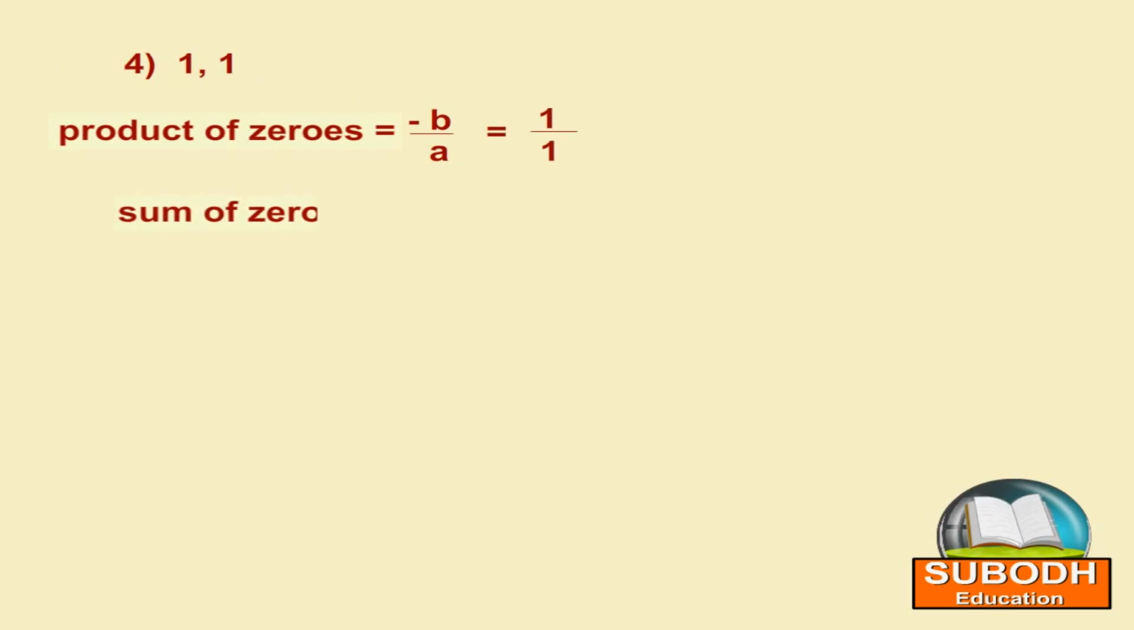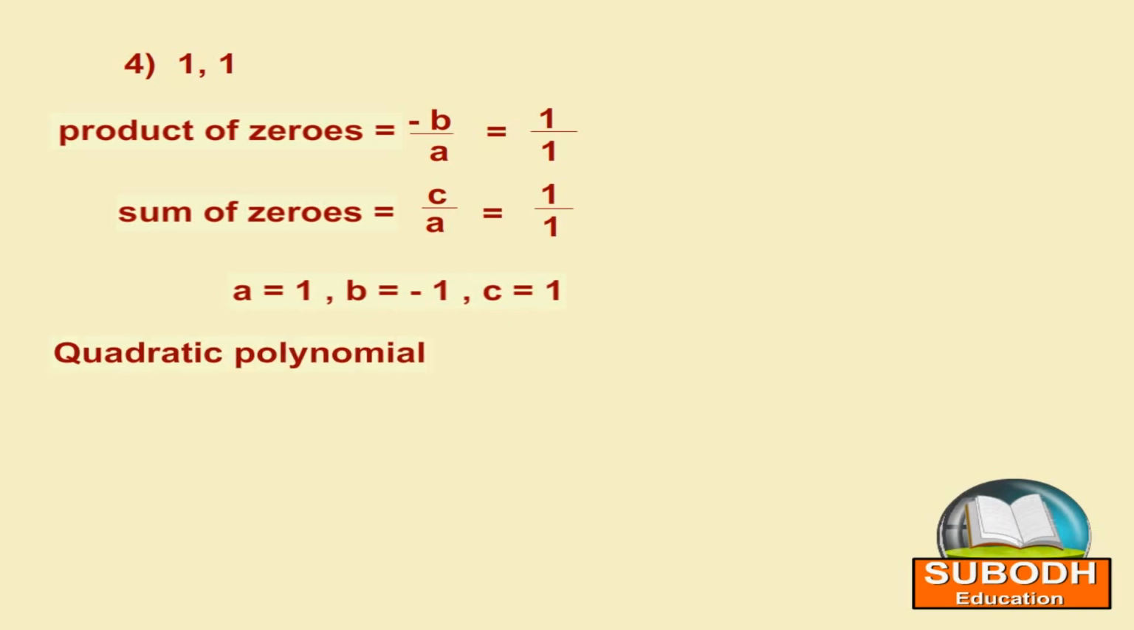Example 4, 1, 1. Sum of zeros, minus b by a is equal to 1 by 1. Product of zeros, c by a is equal to 1, means 1 by 1. In both cases, a value 1. Therefore, a is equal to 1. Minus b is equal to 1. Therefore, b is equal to minus 1. c is equal to 1. Quadratic polynomial ax square plus bx plus c, a 1x square, b minus 1x plus c is 1.